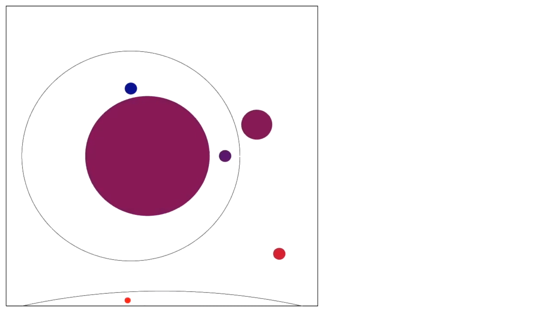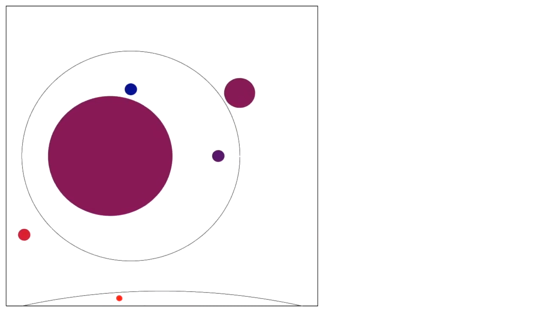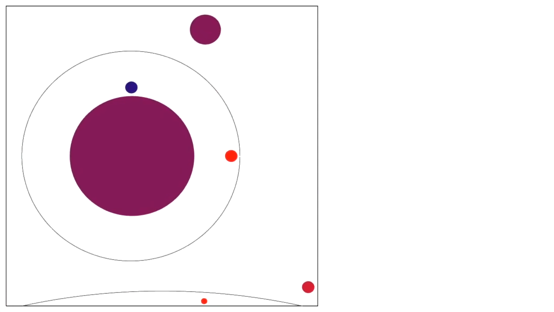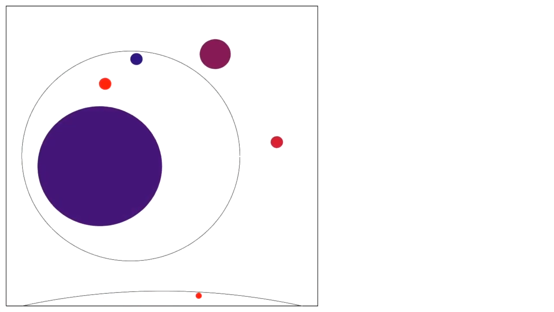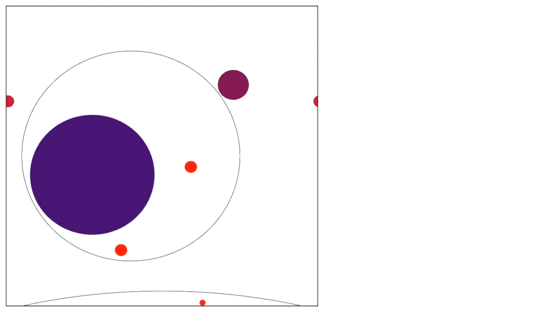So each of these balls has some radius and some mass, and they are hitting each other, as I told you, according to the laws of physics. Angle of incidence equals the angle of reflection, conservation of energy, and so on. So you can see here, for instance, these red balls inside the big circle.